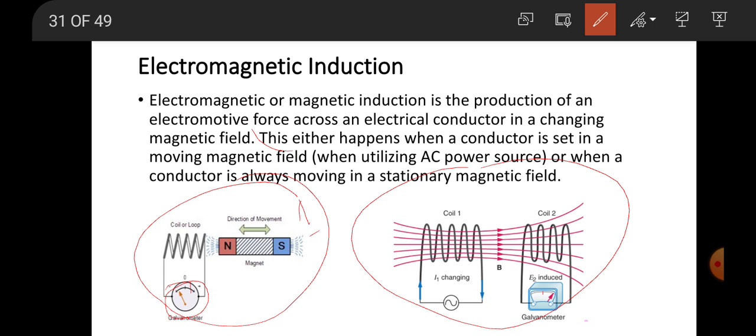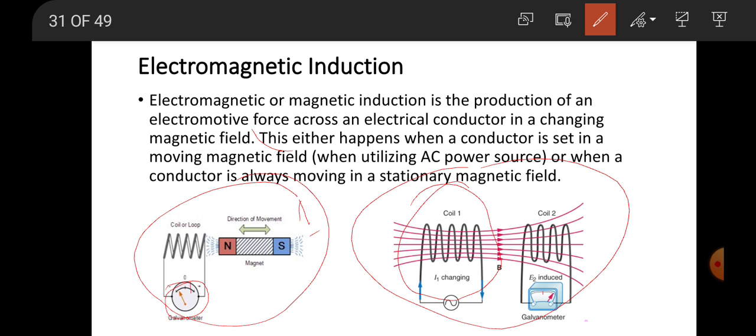Scientists also discovered that the reason is the change in flux density, and they can also achieve the change in flux density in case 2. Now you can see the first coil here has an AC current flowing through it, and AC is alternating current, meaning the current changes periodically with time.